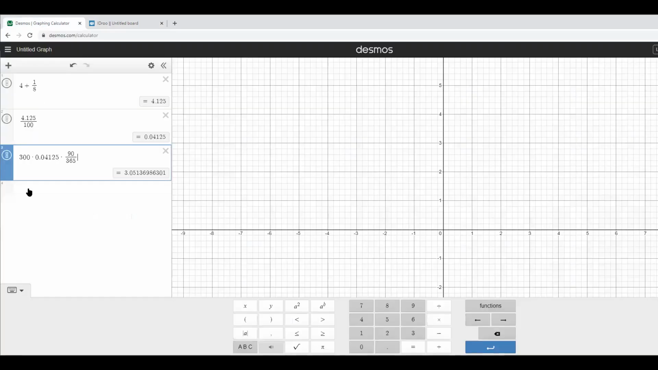So we'll take 300 times 1 plus 0.04125 times 90 divided by 365. And that gives us 303.05.